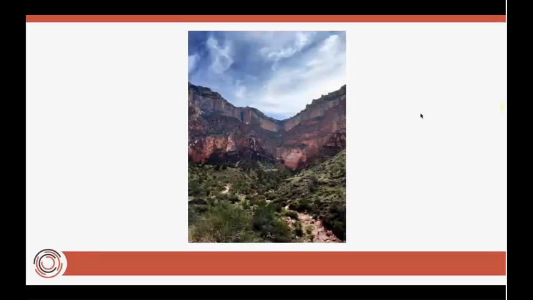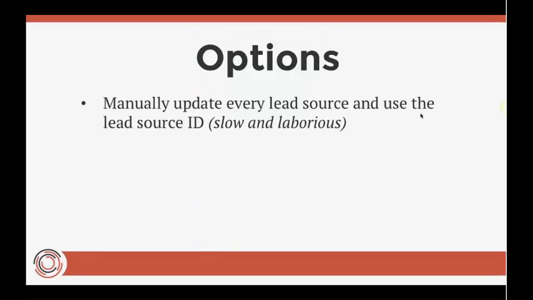I'm a big hiker, and this is coming out of the Grand Canyon. Every year I do a rim-to-rim hike. It's 23 miles. This is the last 3 miles, and it's tough. You're here, and you've got to get up there, and that's what it feels like a lot of times with lead source tracking. You've got a couple of options.